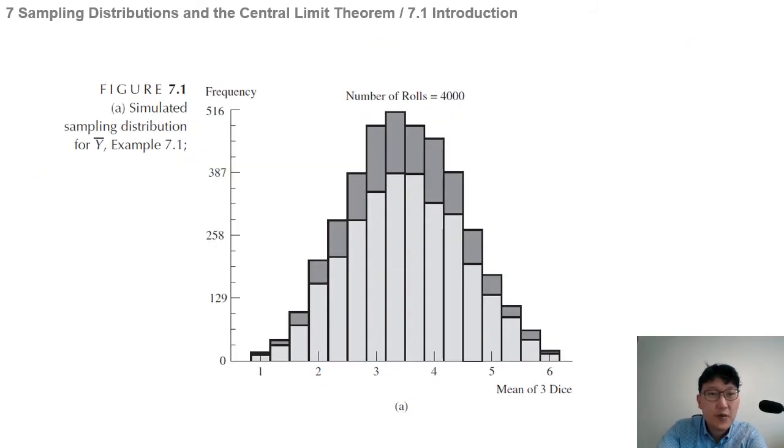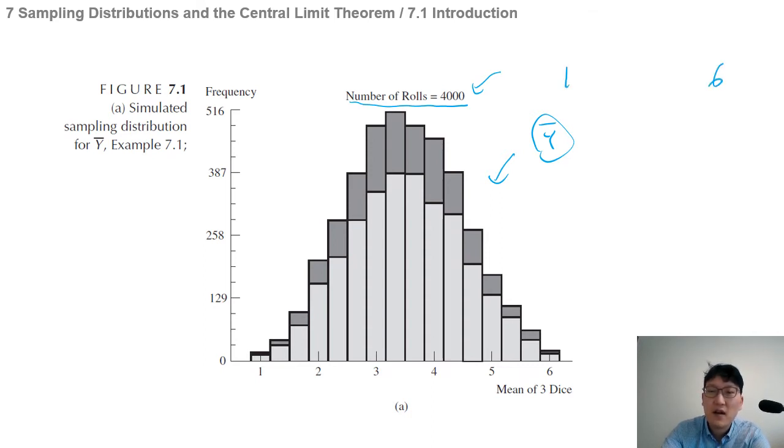In Figure 7.1, it describes the simulated sampling distribution for y bar. So in Example 7.1, we calculated the sampling distribution of y bar. And actually in here, what it did is roll the dice like 4,000 times, and for each of the 4,000 times it calculated the value y bar, and then looked at the distribution of y bar. As we know, y bar can take values from 1 to 6.